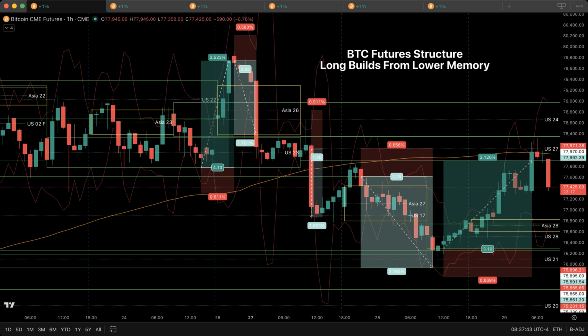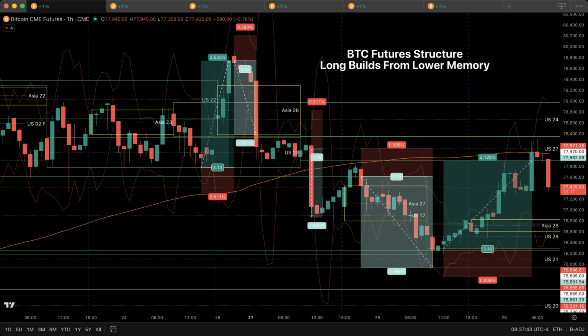The target moves there only after proof. Price must move away from entry. Price must hold above April 27th Asia midpoint. Price must not collapse back below the lower memory. Then the trade earns extension. If price does not earn that distance, you do not use the second trail. No proof. No trail. No movement away. No larger target.